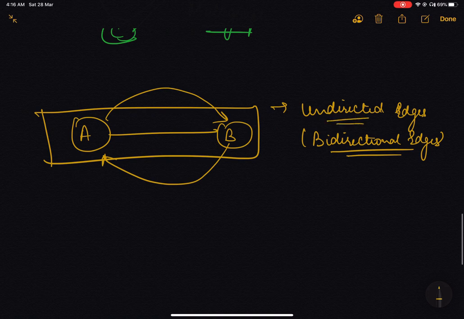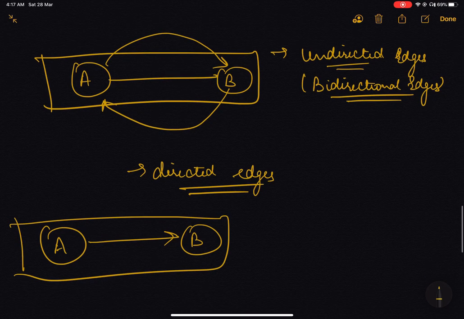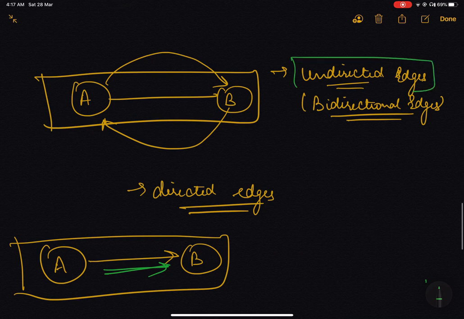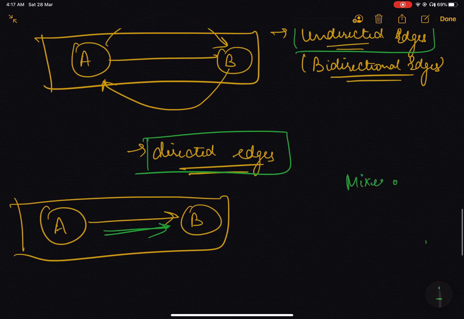So, other than undirected edges, there are directed edges. Directed edges are firstly represented using an arrow. Suppose we have this particular edge. This means that there is a relation from A to B, but it doesn't mean that there is a relation from B to A. So, you might have graphs where there can be undirected edges, or a graph where there are only directed edges, or you might have a graph that has a mix of undirected and directed edges.